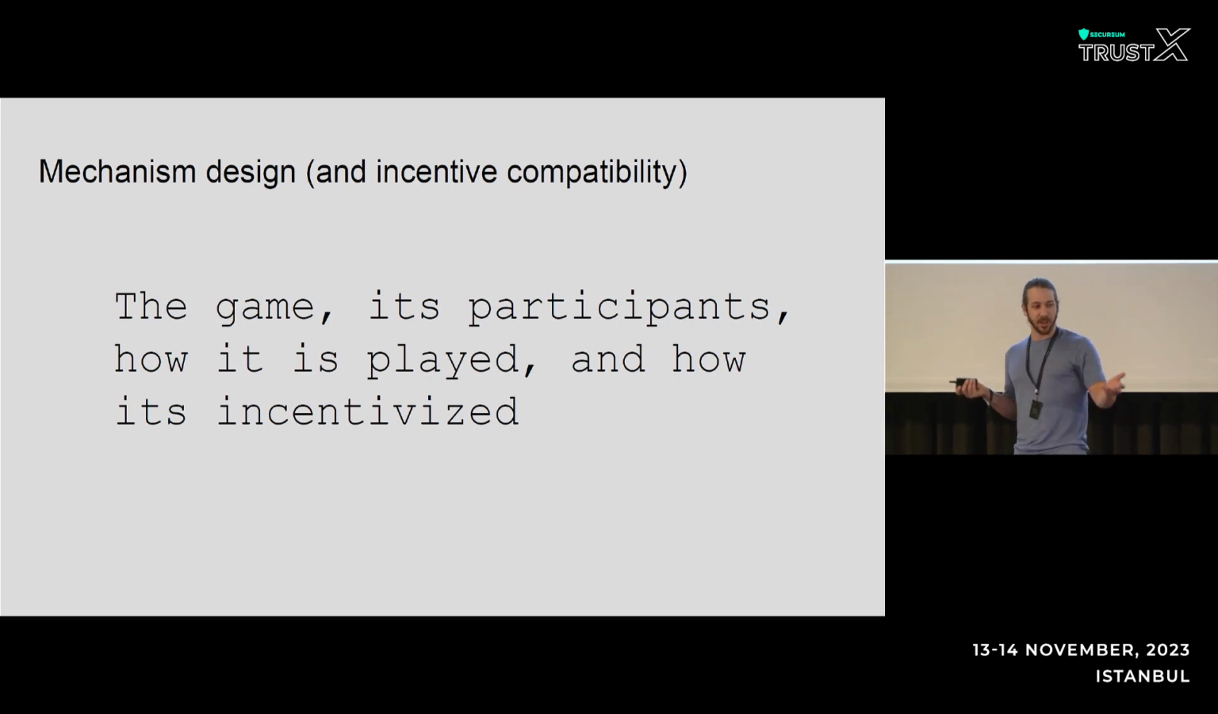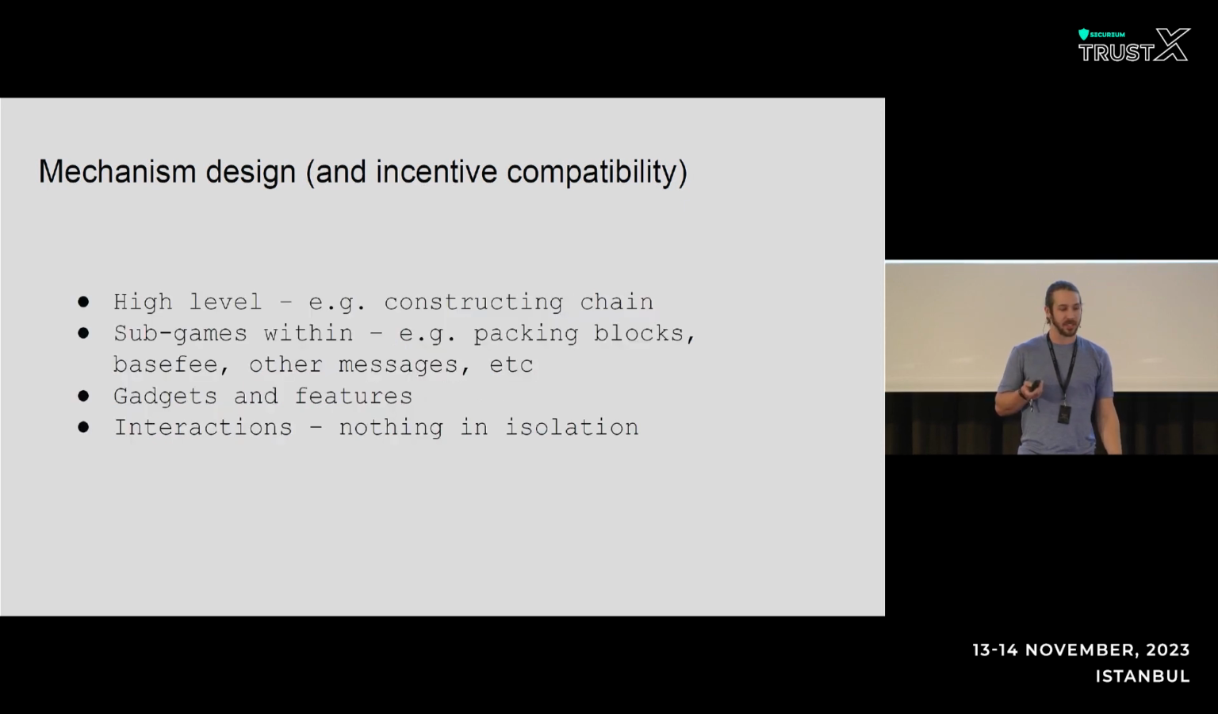Once we get the cradle of consensus and the theoretical components here, then we have to instantiate it. We have to ask: what is the game, who are the participants, how is it played, and how is it incentivized? Traditionally, consensus doesn't necessarily answer a lot of those questions. In a blockchain, we have to instantiate these things. So at a high level, what is the game around constructing the chain? What are the sub-games within?